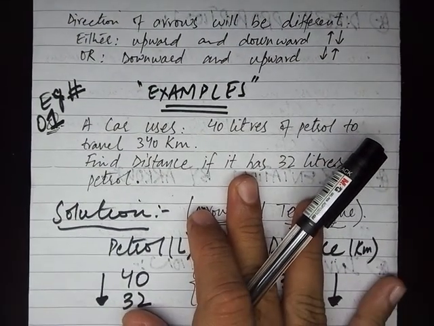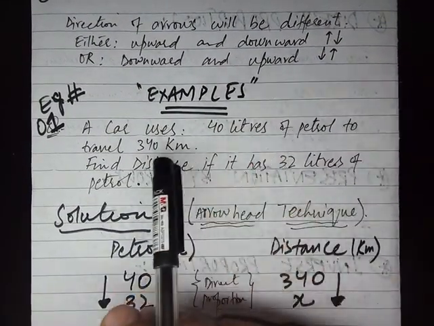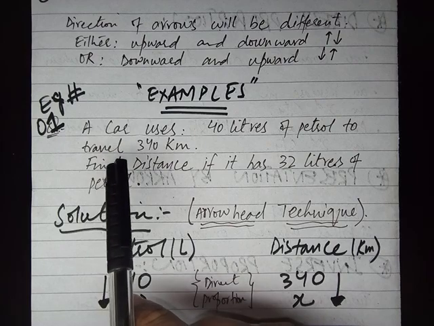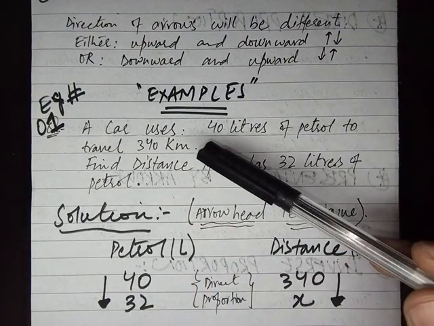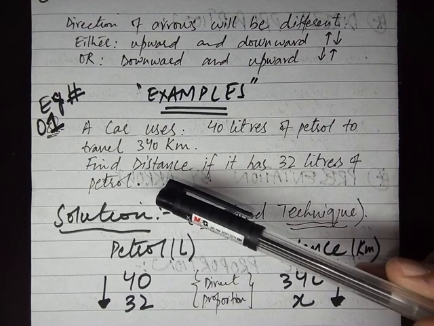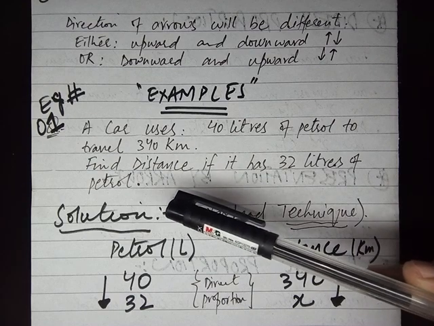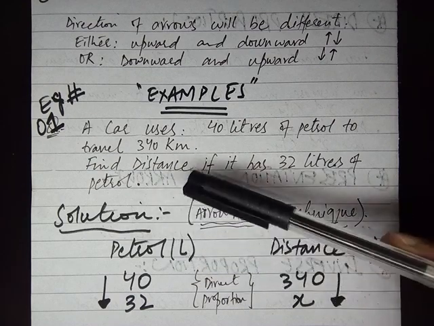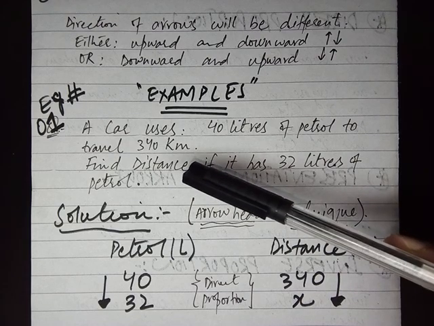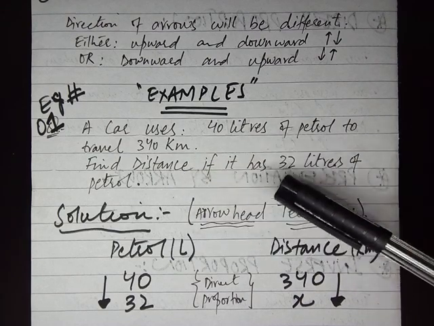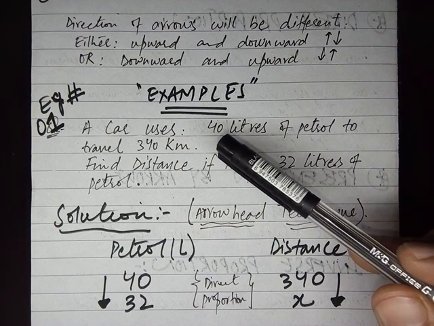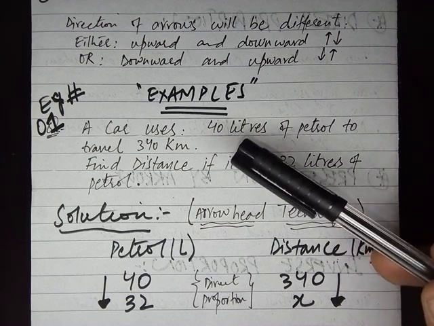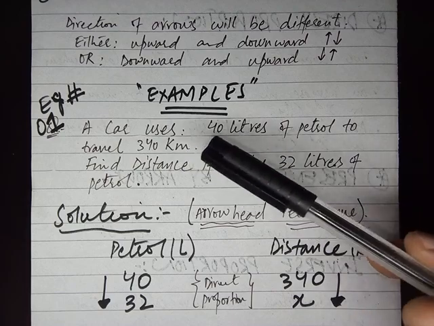So to understand these things, we have an example. A car uses 40 liters of petrol to travel 340 kilometers. Find the distance if it has 32 liters of petrol. It means we need to find out how many kilometers it will travel if the car has only 32 liters of petrol, and the car travels 340 kilometers in 40 liters.